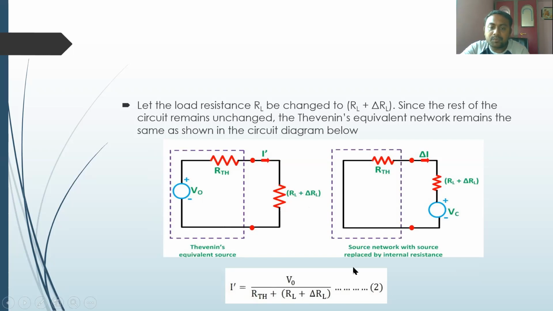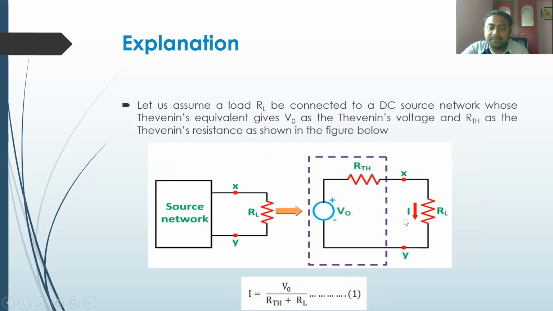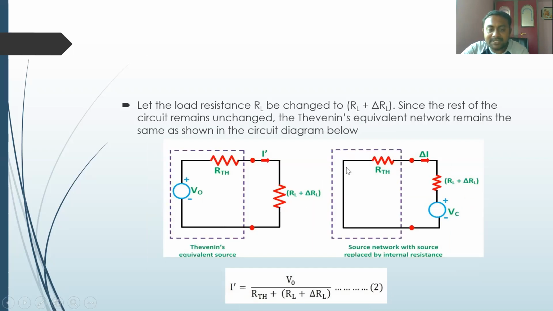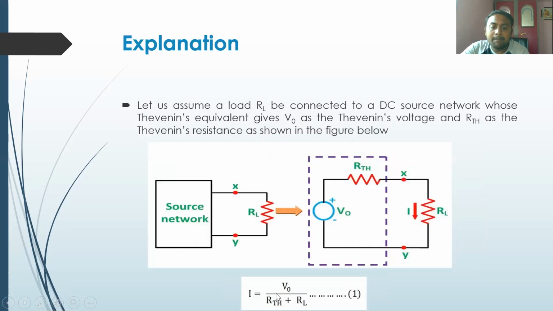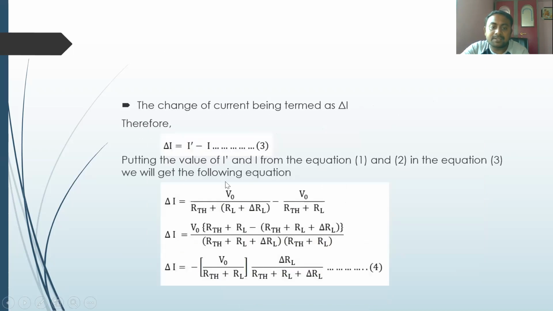So this is your first current I, and this is your I dash. For the same one, delta I becomes I dash minus I. Why? Because the difference in both circuits gives the change in current. So I am substituting the I dash and I values which are defined in my previous equations, taking the LCM.